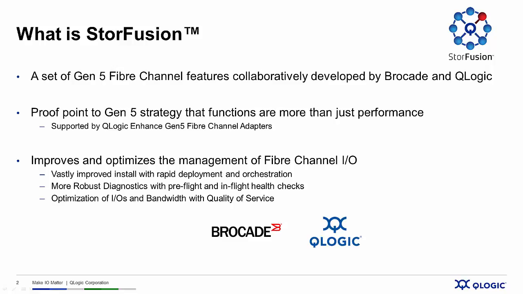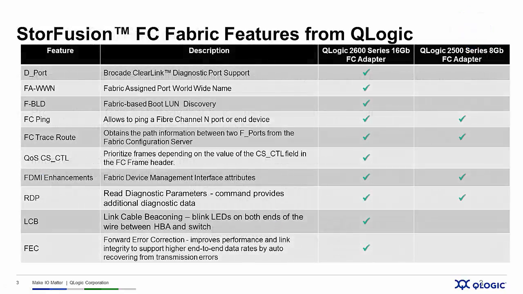As of today, there are 10 specific features that make up StorFusion, and all 10 are implemented in QLogic Enhanced Gen 5 16 gig fiber channel adapters and Brocade Gen 5 16 gig switches and directors. If you want your SAN to be smarter, faster, and easier to manage, then you need to upgrade to Gen 5 16 gig fiber channel today. In this session, we're going to focus on one of the features in the Enhanced Diagnostic category.